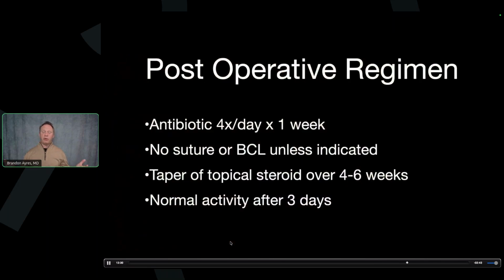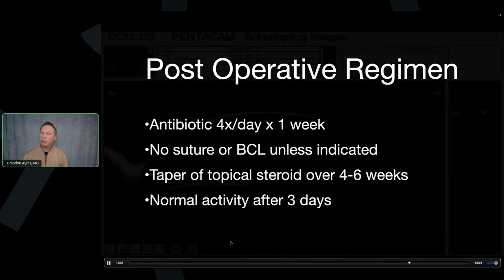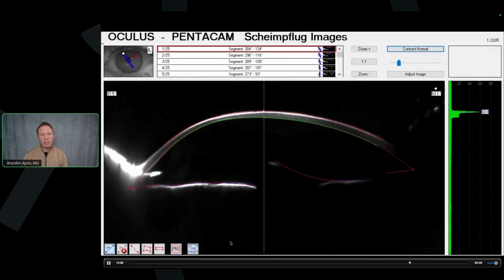I use antibiotics 4 times a day for a week. I now use a steroid for about a month with monthly taper, very similar to what we use for cataract surgery. I don't suture the incision. I don't place a BCL. And this is your before and after picture.